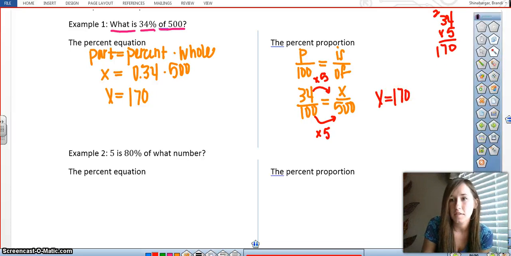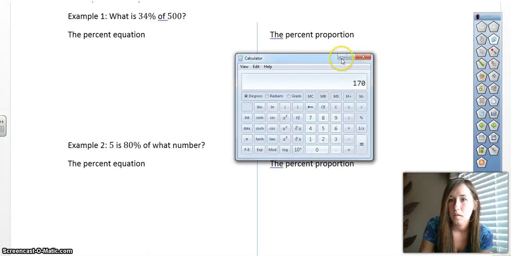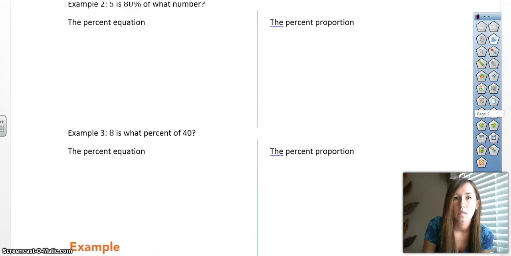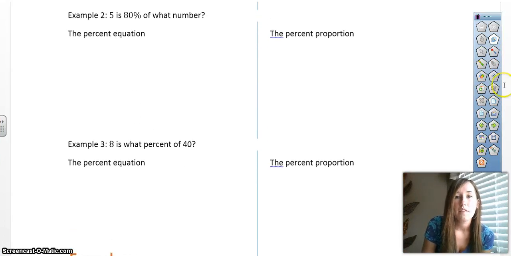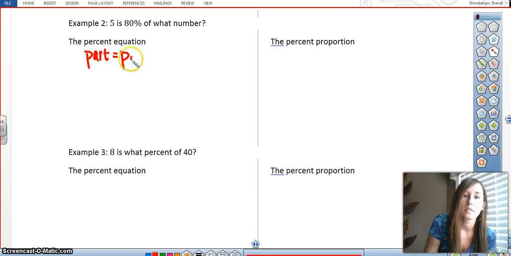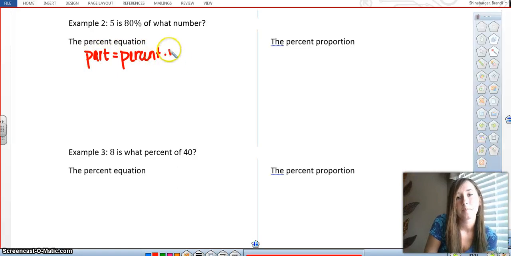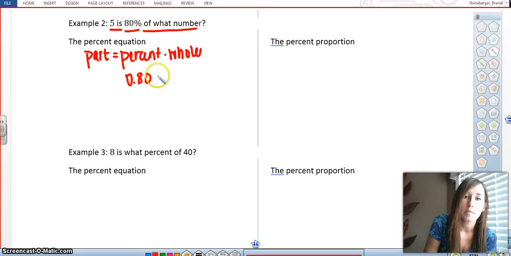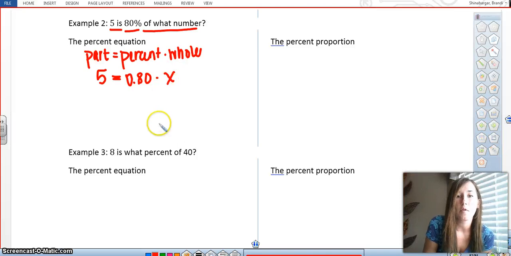All right, let's try another example. Five is 80% of what number? When we use the percent equation, I guess I'll go ahead and write it. Part equals percent times whole. Okay, looking at the question, 5 is 80% of what number? We know the percent is 80. We can write it as a decimal. We know the part is 5. In this problem, we're looking for the whole.